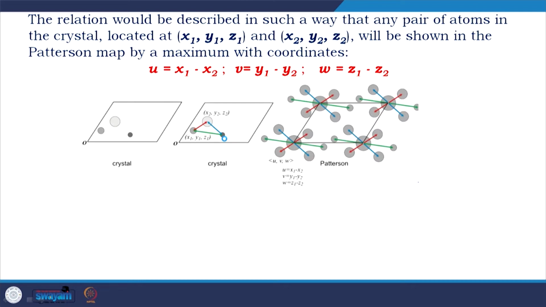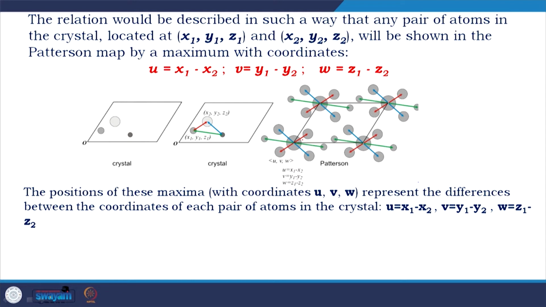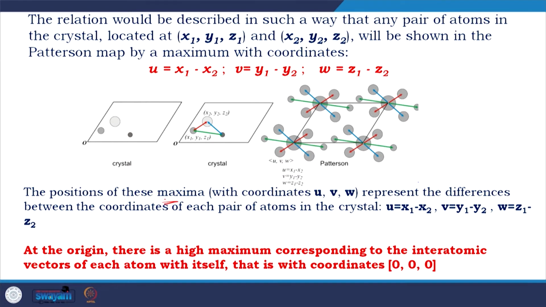So, if you see the points x1, y1, z1 and x2, y2, z2 coordinates, here you will see how the UVW is coming, as we already talked about. U is x1 minus x2, v is y1 minus y2 and w is z1 minus z2. The positions of these maxima represent the differences between the coordinates of each pair of atoms in the crystal. So, the position of this maximum is the difference. At the origin, which is 0 0 0, there is a high maximum corresponding to the interatomic vector of each atom with itself.